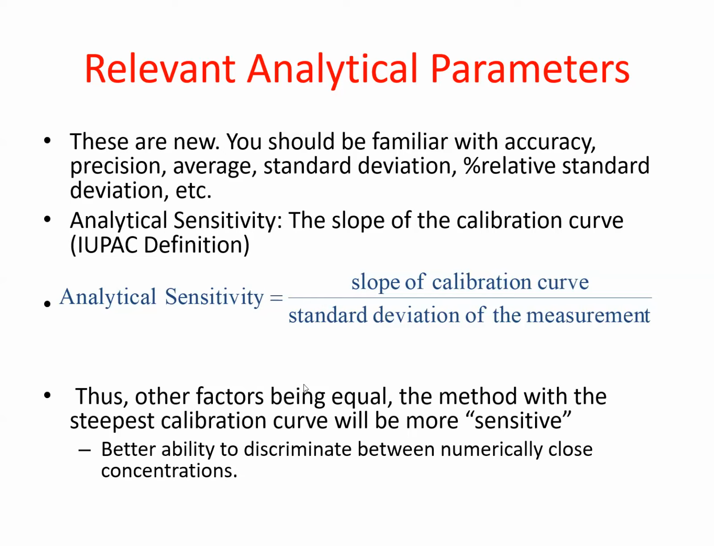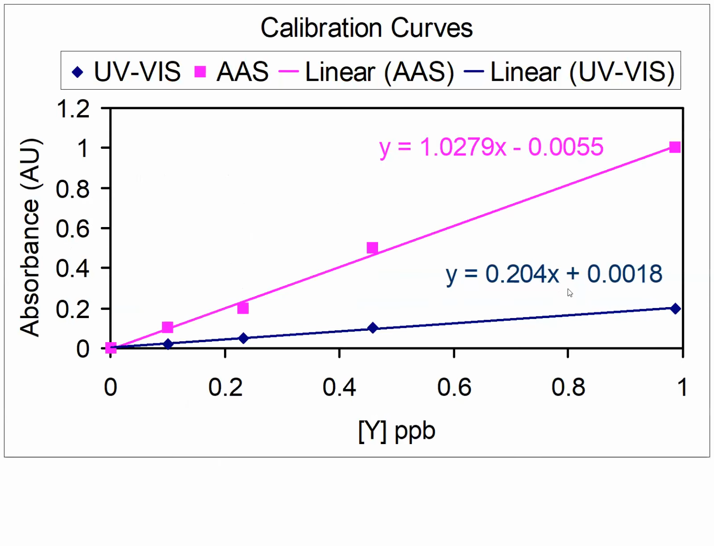So we're talking of just the slope being steeper. Here is an example of what we are talking about, sensitivity. Here are two methods used for analysis. One, UV-Vis in blue, and then you can see AAS, atomic absorption spectroscopy, this one here in purple. Look at the equation for each of these graphs.